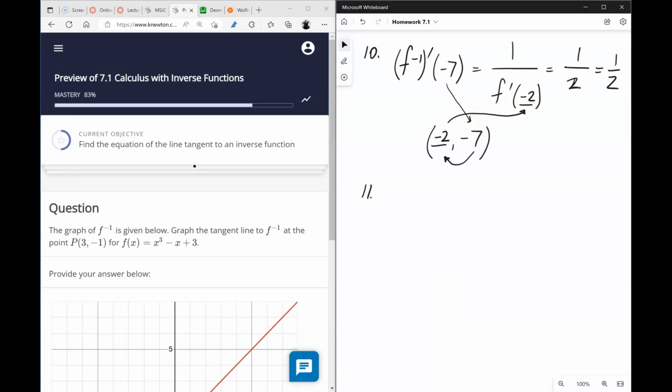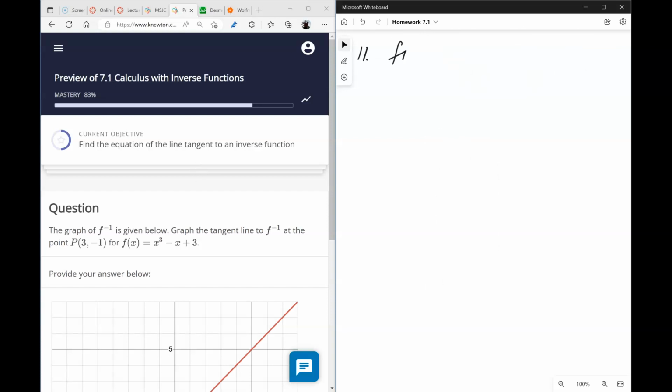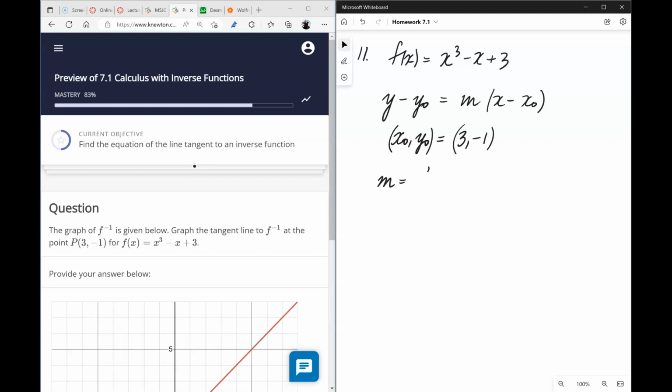All right, so we have a function and we have to graph it. And to graph it, we may benefit from setting up and finding the equation. Again, we're doing all of this for the inverse function. So the point 3, -1 is on the graph of the inverse function. And the slope is the derivative of the inverse function evaluated at 3, which is the reciprocal of the derivative of the original function evaluated at -1.